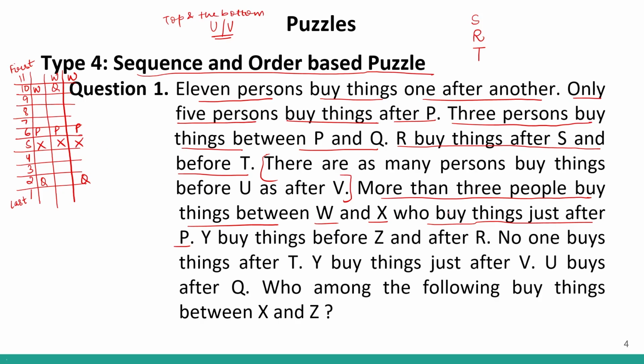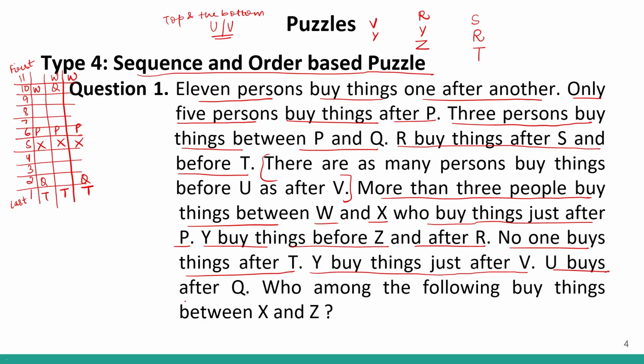Okay. Now, Y buys things before Z and after R. Now, no one buys things after T. That means T comes last. No one will buy things after T. Y buys things just after V.